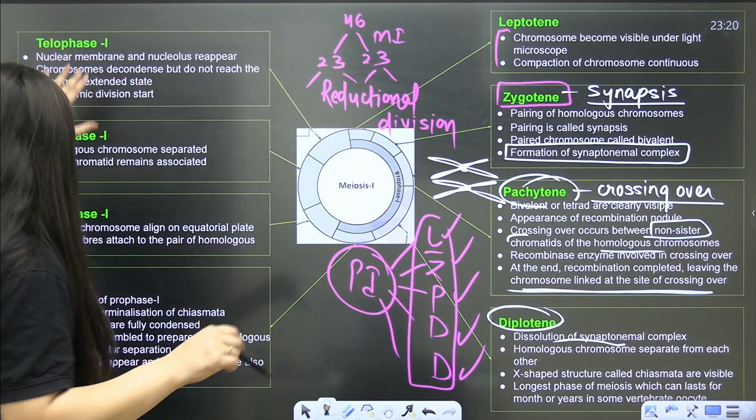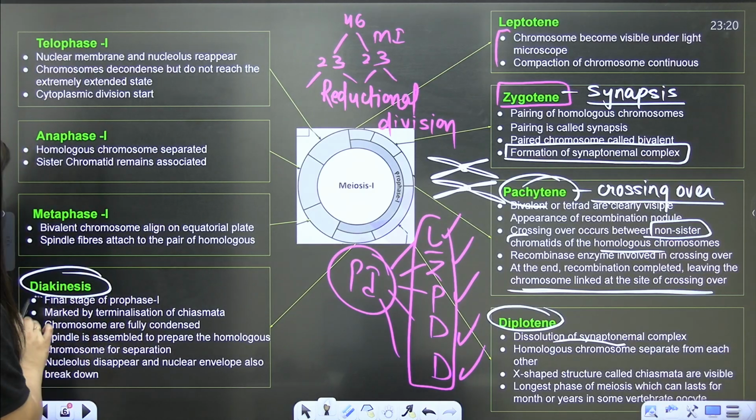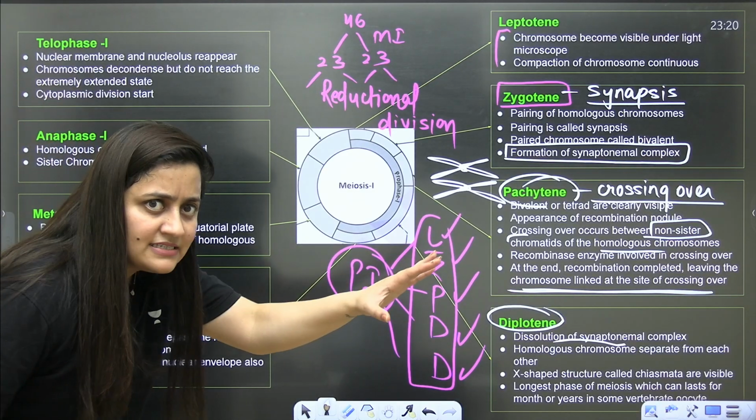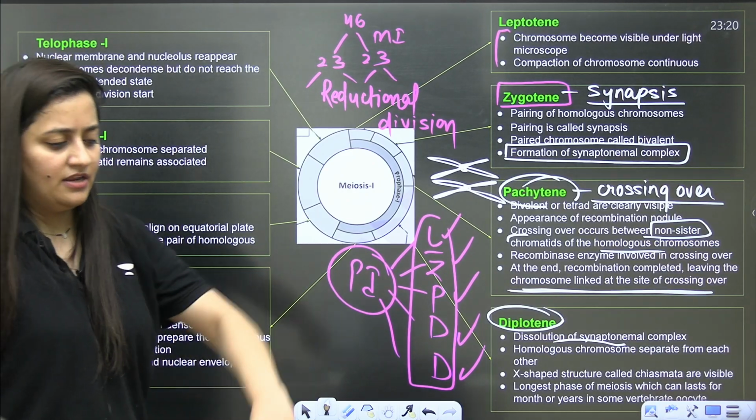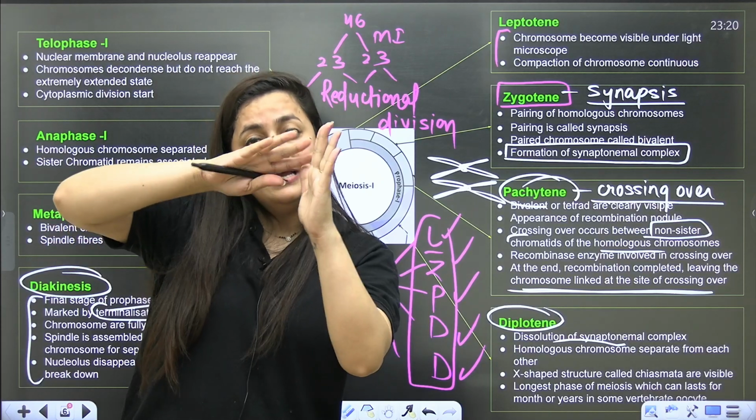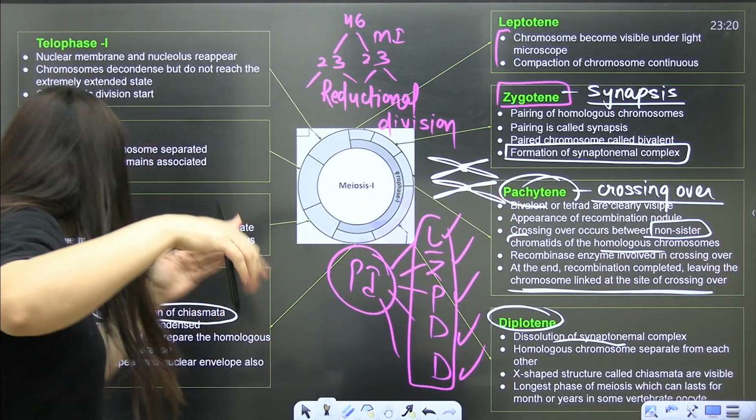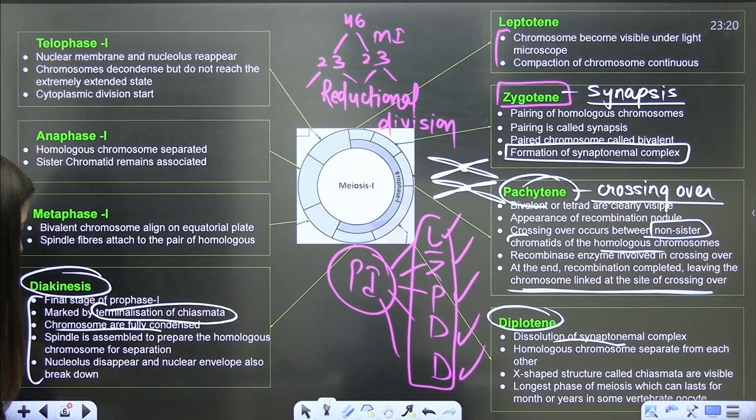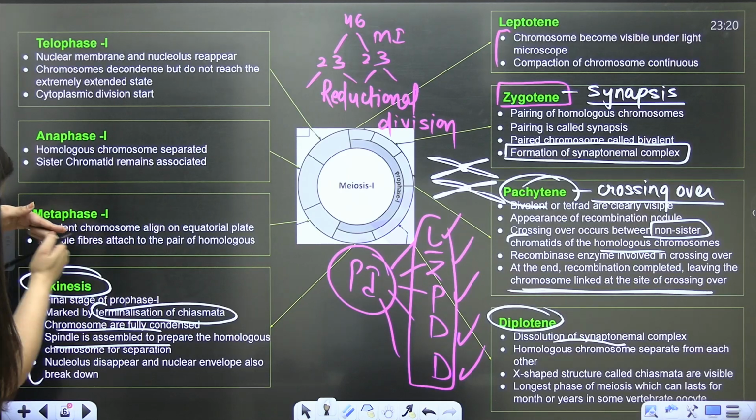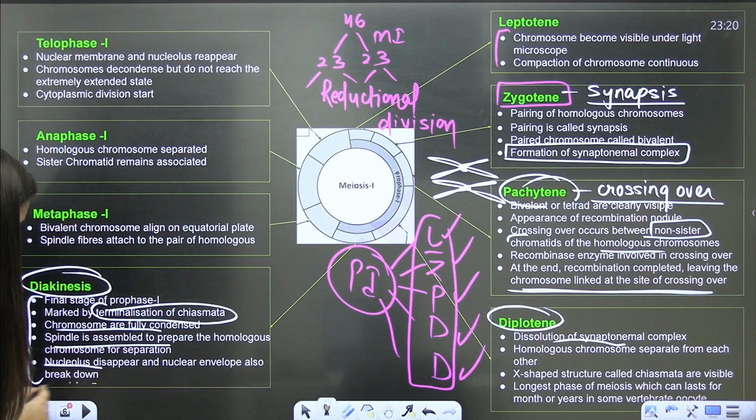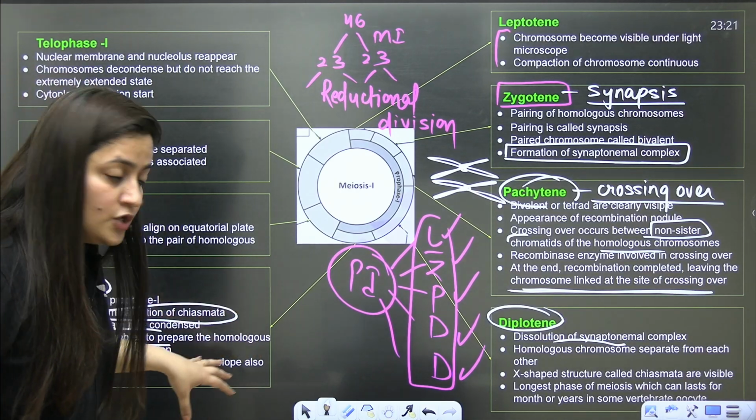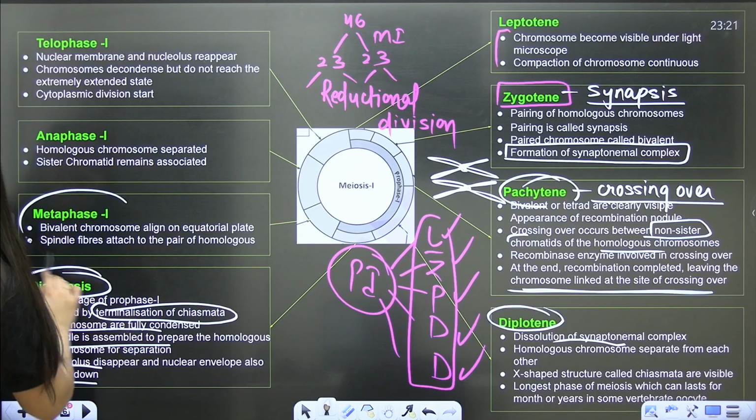So after this, we have the diakinesis. When it is the diakinesis, the last stage of prophase 1, terminalization of chiasmata will be there. If chiasmata is present somewhere in between, it will move to the ends. The terminalization will occur. Chromosomes are fully condensed. Spindle is prepared, bache. Homologous chromosomes, they are already paired, will start moving towards the center, the nucleolus will disappear, and the nuclear envelope will break down. Then it is the metaphase 1.